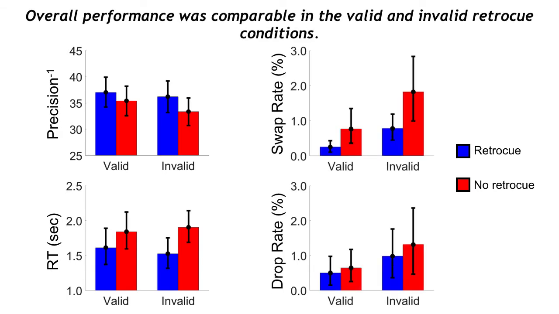Also, people were more likely to swap or confuse the two locations in neutral compared to cue trials, but there was only a small, insignificant difference between invalid and valid. And also, people were a little more likely to drop or forget the location in invalid trials compared to valid, but that difference was also pretty small. So overall, task performance is largely the same for the valid and invalid retrocue conditions from a behavioral standpoint.